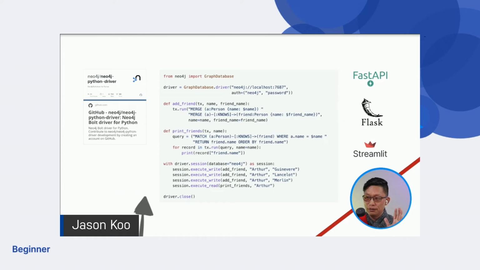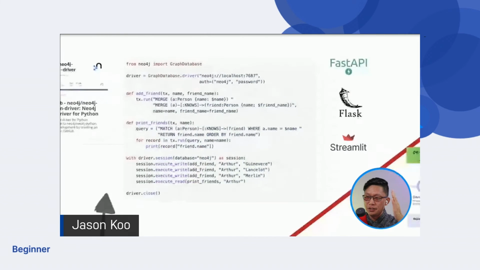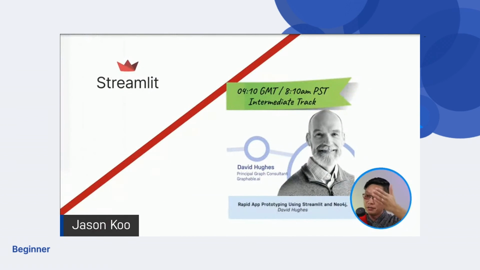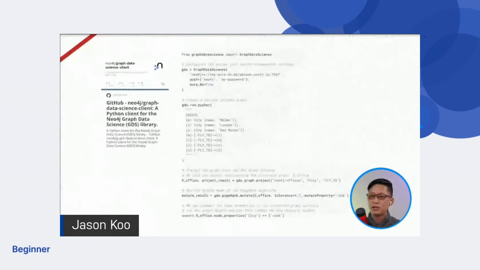Okay, if you're interested in seeing this work with Streamlit, David is giving a presentation tomorrow at 8:10 in the morning Pacific on the intermediate track, Rapid App Prototyping using Streamlit and Neo4j.